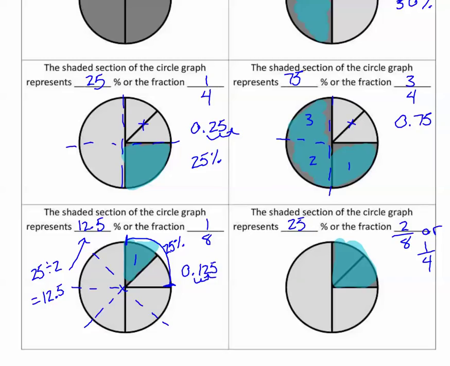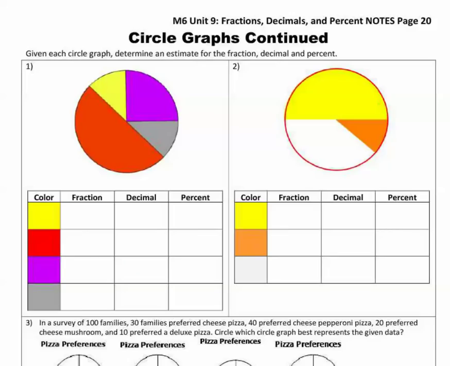Okay, let's look at the next page. So given each circle graph, determine an estimate for the fraction, decimal, and percentage. So I'm going to look at my colors. Yours isn't colored, but we can figure it out. I'm going to take my lines and extend them so we can look at it as pieces of a fraction. And so this fourth is cut in half, so I have to cut this fourth in half as well. So there's our pie, a little fraction circle.